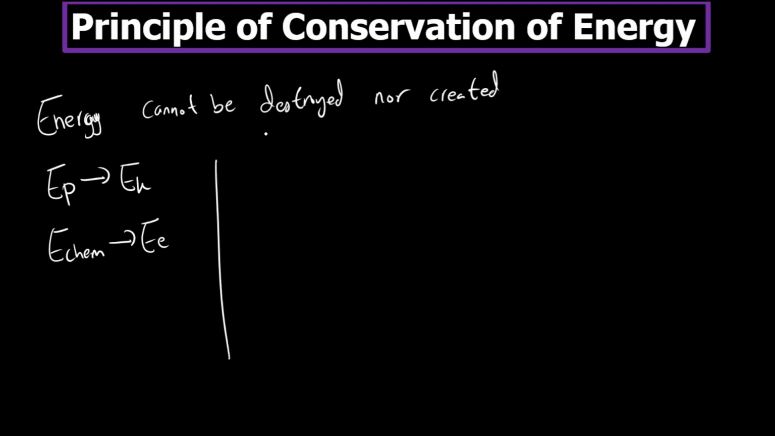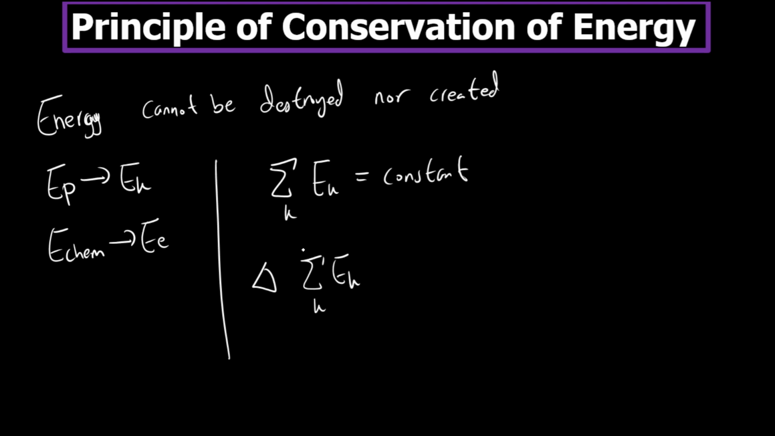Because energy cannot be destroyed or created, the summation of all the types of energy must be constant. So there is no change in the summation of all the energy. If I have, for example, kinetic energy and potential energy, and I convert that into just kinetic energy, it will be the same. The summation of energy before and after must be the same.